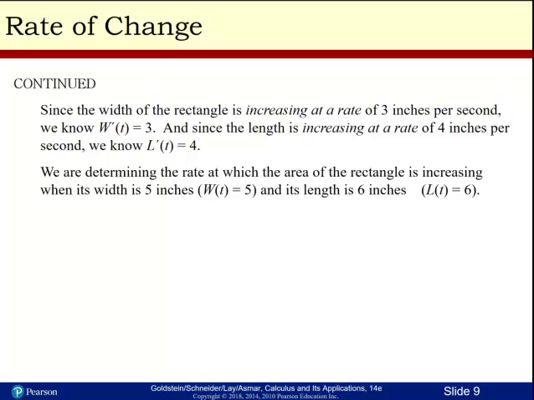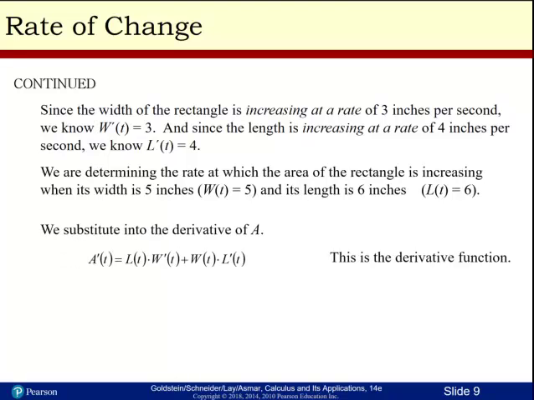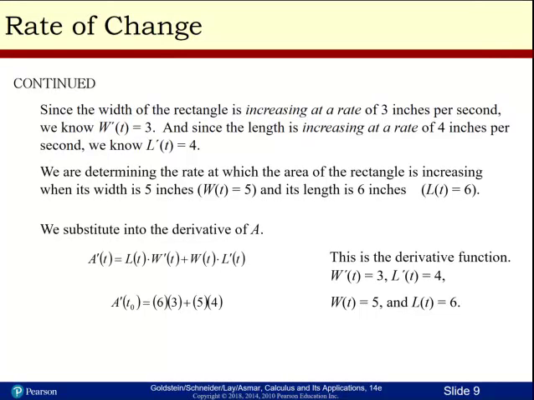So here we have this formula that we computed for A prime, and we're just going to plug in the values. At that particular time, the length is 6. I'm just going to plug that in. We know how the rate is changing. The rate of the width is changing by 3, so we'll plug that in. Plus, we know the width at that time, it's 5, and then we know how the length is changing. So we'll just plug those values in, do a computation, and we get that the area is changing at that particular time at a rate of 38 inches squared per second.